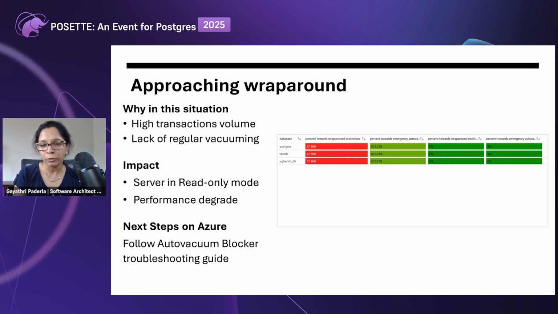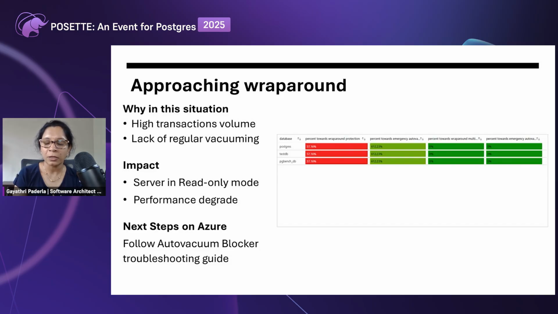And why would you go into that scenario? When you have a huge transaction volume and your vacuuming is happening irregularly. When you are closer to the 2 billion transaction, or approaching the wraparound situation, your server actually goes into a read only mode to avoid getting into a storage full situation, and this also degrades the performance. So it's better we address this situation when you are 50% near to your wraparound situation.